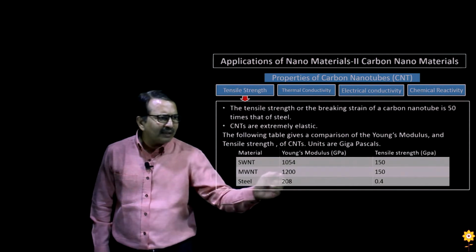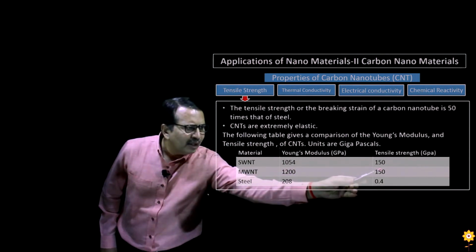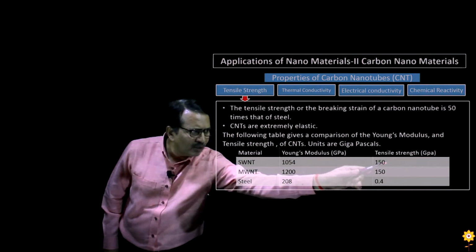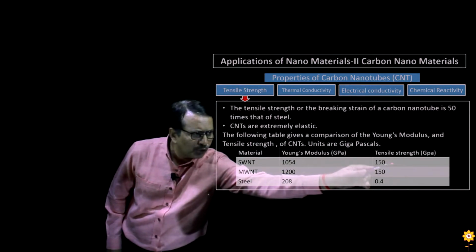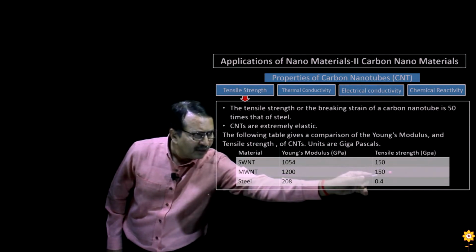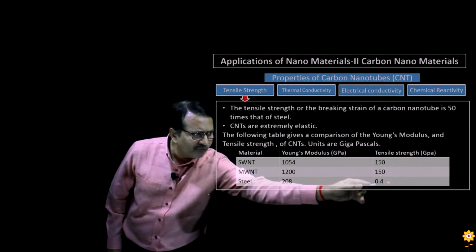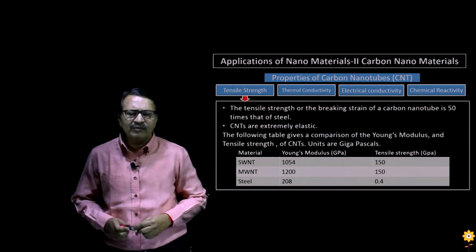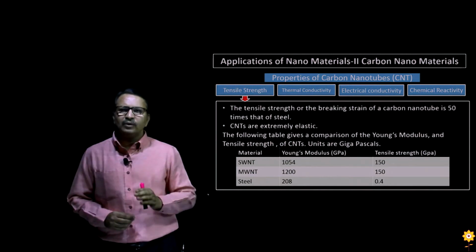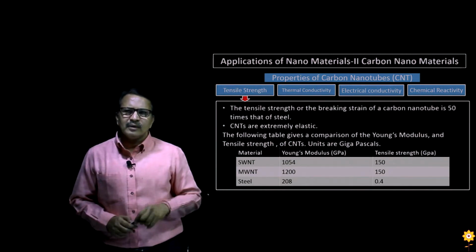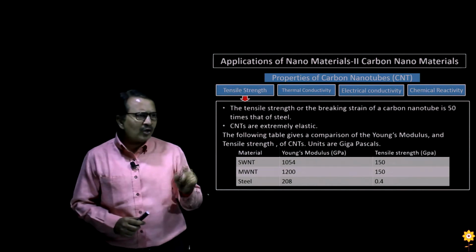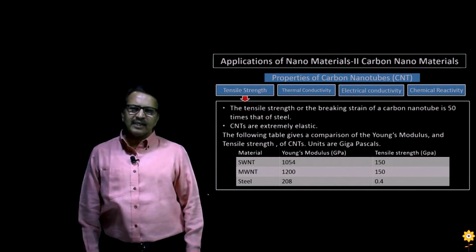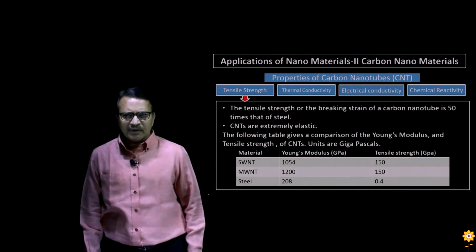Similarly, we have the tensile strength values over here, and the value for the tensile strength for single wall nanotube is 150. That for multi-wall nanotube once again is 150, whereas that for steel, which is one of the hardest materials that we know, the strongest material that we know, is only 0.4. Nanotubes score a lot over steel in the values of the Young's modulus and the tensile strength. The next property that we study for carbon nanotubes is that of thermal conductivity.